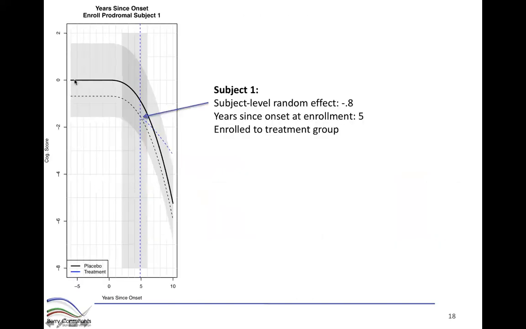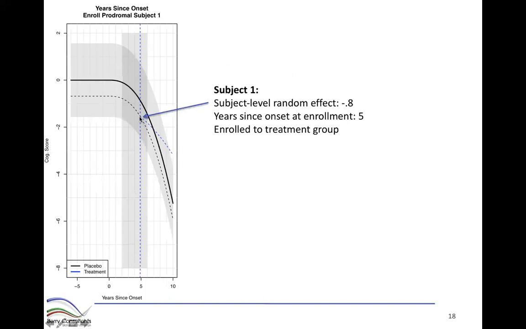So as I mentioned, imagine here the black line is the expected decline as a function of years since onset. And we have variability in the Y space. Some subjects, as I mentioned, do worse on average, some better. We also have variability in the X space. Some subjects will have less time since onset and some more. This first subject that we simulate does a little bit worse. So their random effect is negative in the Y space on cognitive measures, and they are 5 years since onset.